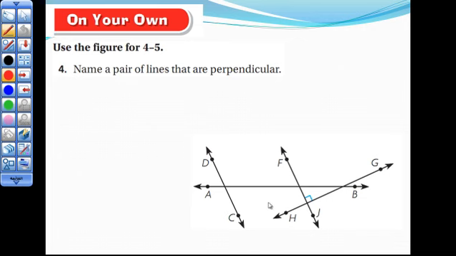Perpendicular means I can see a square corner. Where's the square corner? Yeah! Great job, guys! I could hear your answer from my place now.